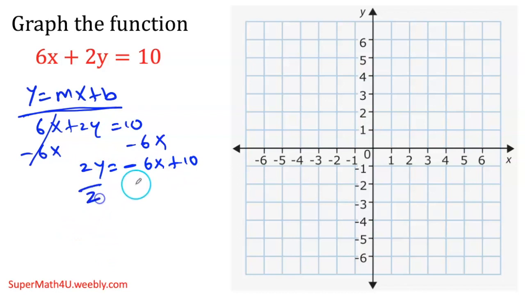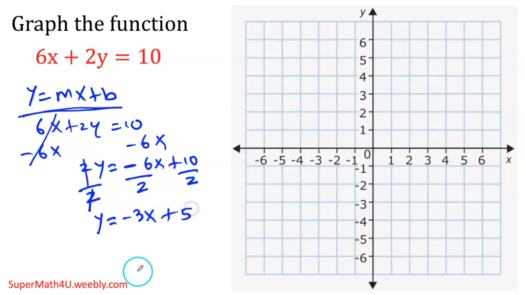So divide by 2, everything gets divided by 2. And now I have 2 divided by 2, that cancels out, and that gives me y. -6 divided by 2 is -3. Bring down the x. 10 divided by 2 is 5. Once I have the y by itself, I'm ready to get my slope and my y-intercept. From here, my slope is -3. I know that I need to make it a fraction, so I put a 1 underneath. And the y-intercept is 5, which is your b.